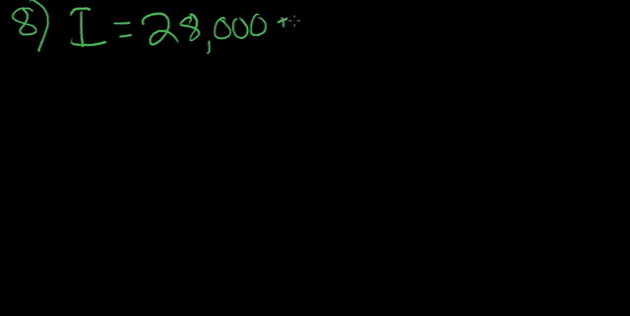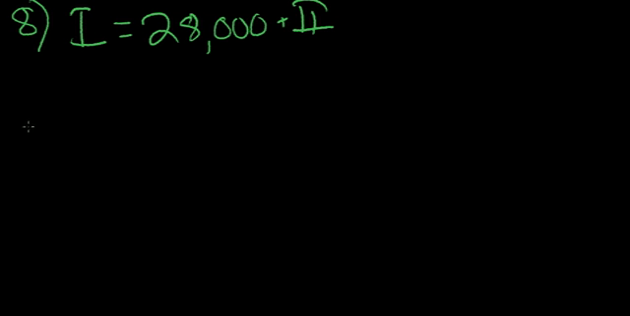Number 8. In an election, 2.8 million votes were cast, and each vote was for either candidate 1 or candidate 2. Candidate 1 received 28,000 more votes than candidate 2. What percent of the 2.8 million votes were cast for candidate 1? So this is just algebra. You need to set up an equation and try to figure it out.